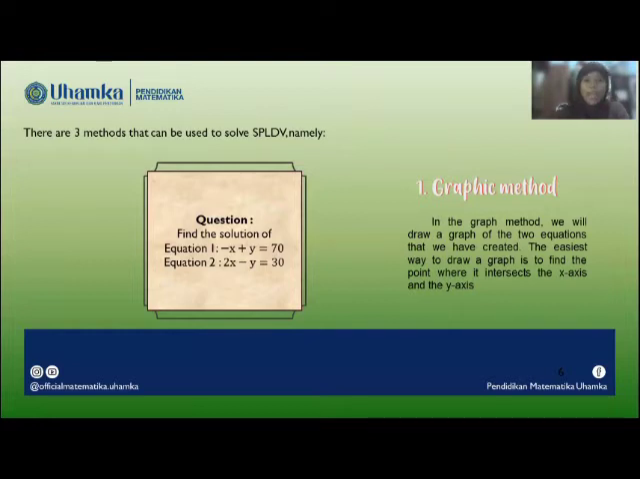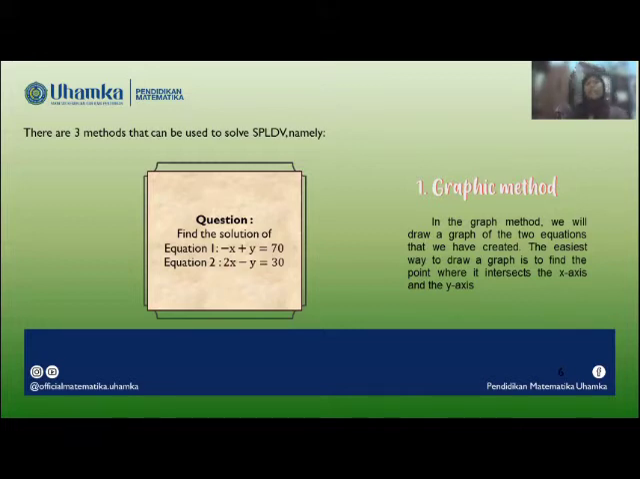And finally, we will learn what methods are used in SPLDV. There are three methods that can be used to solve SPLDV, namely the first, the graphic method. In the graph method, we will draw a graph of the two equations that we have created. The easiest way to draw a graph is to find the point where it intersects the x-axis and the y-axis.